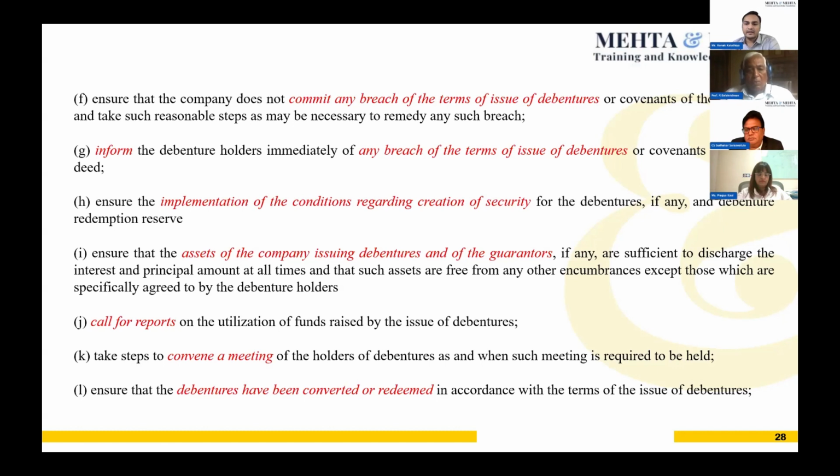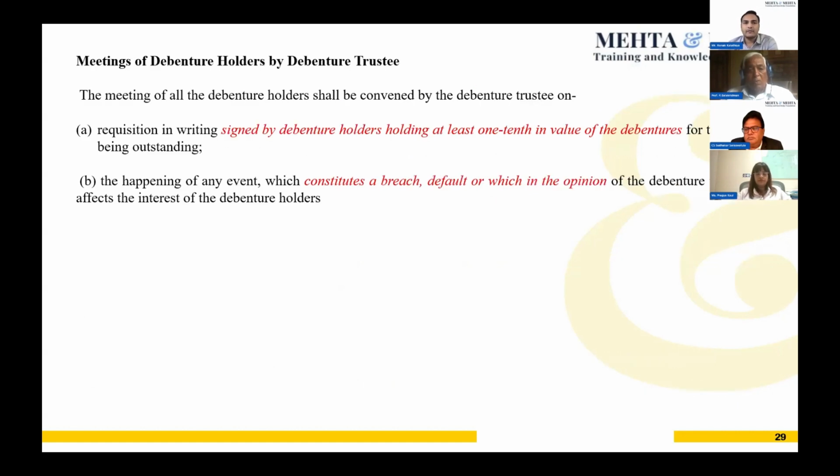The debenture trustee shall call for the utilization report for the funds raised by such issue, and shall take necessary steps to convene the meeting of the debenture holders as and when the requirement arises, and shall ensure that the debentures are converted or redeemed in accordance with the terms of the issue, and perform such acts as may be necessary for the protection of the interests of the debenture holders.